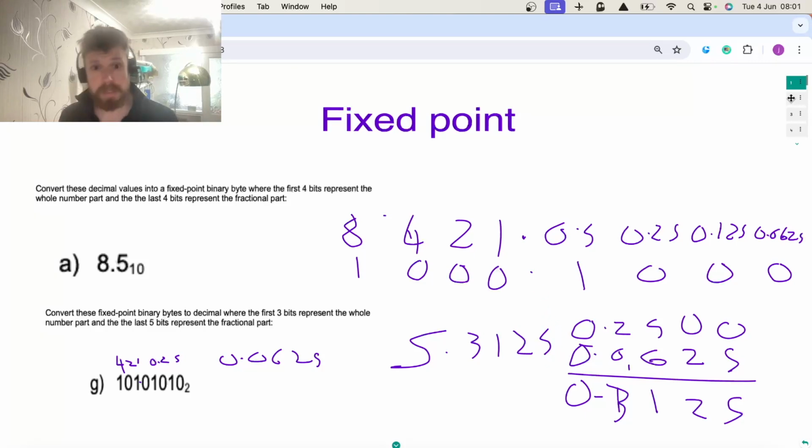Perfect. Okay. So that's fixed point. You just go through. It's just putting the different decimal numbers above the binary digits, which is going to be the main thing which people get wrong. And as long as you do that, you're going to be absolutely fine on those.